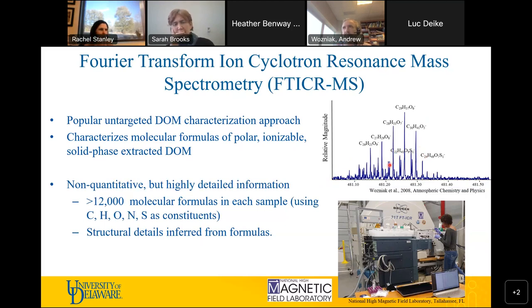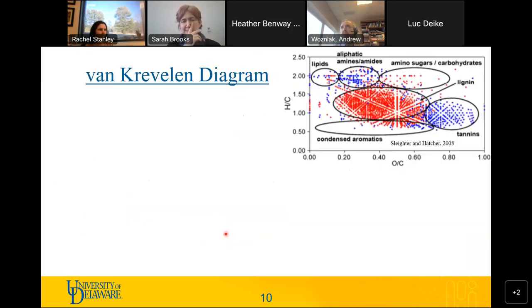And if you have a really good calibration, which we do, you can then assign molecular formulas to the ions that you detect using carbon, hydrogen, oxygen, nitrogen, and sulfur as the constituents. Some people will add phosphorus or some other elements. That's what we've used here. The information that you get is not quantitative, and that's due to the variations in ionizability of different compounds. And you do not get direct structural information, but you can infer structural information from the formulas that you get. And I'll explain what I mean by that.